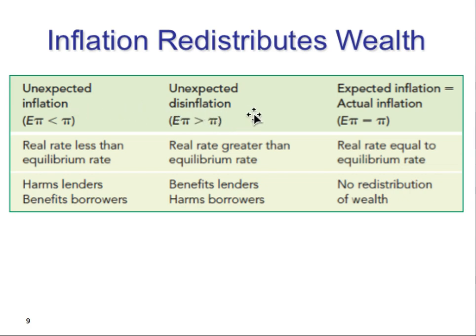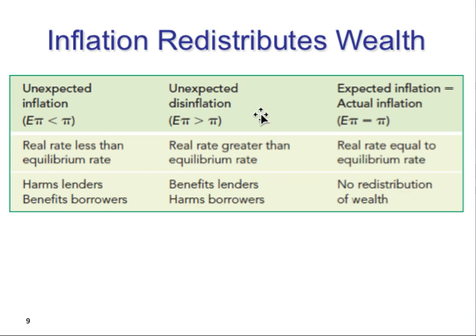Unexpected disinflation, and disinflation means that inflation is falling. That means that the expected rate of inflation is greater than the actual rate of inflation. You thought inflation was going to be 2%. It turned out to only be 1%. In that case, the real rate of return is going to be greater than the equilibrium rate, and lenders will have benefited, and borrowers will be paying back more money in real terms than they had actually anticipated.